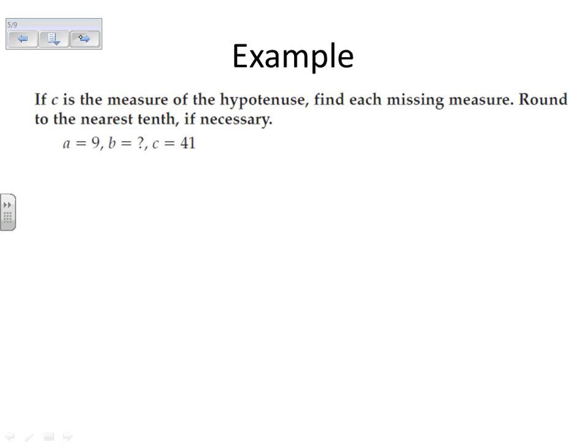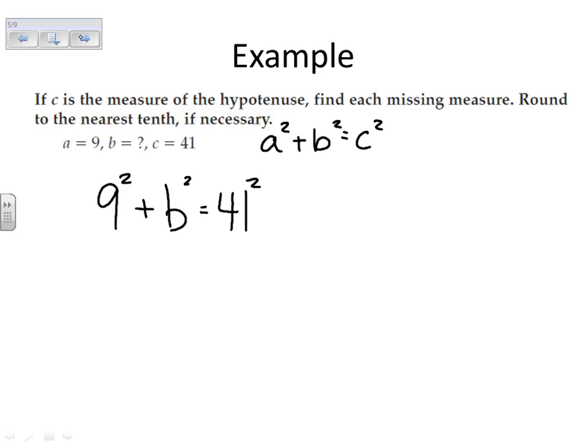All right. On this one, we don't have a triangle, but we're given all of the sides. And we are looking for one of the legs. Okay, before we were looking for the hypotenuse. Now we're looking for the legs. So we have 9 squared plus, we don't know B squared, equals C squared, which is 41 squared. Remember, our formula is A squared plus B squared equals C squared. So all I did was I plugged each one of those into our formula here.